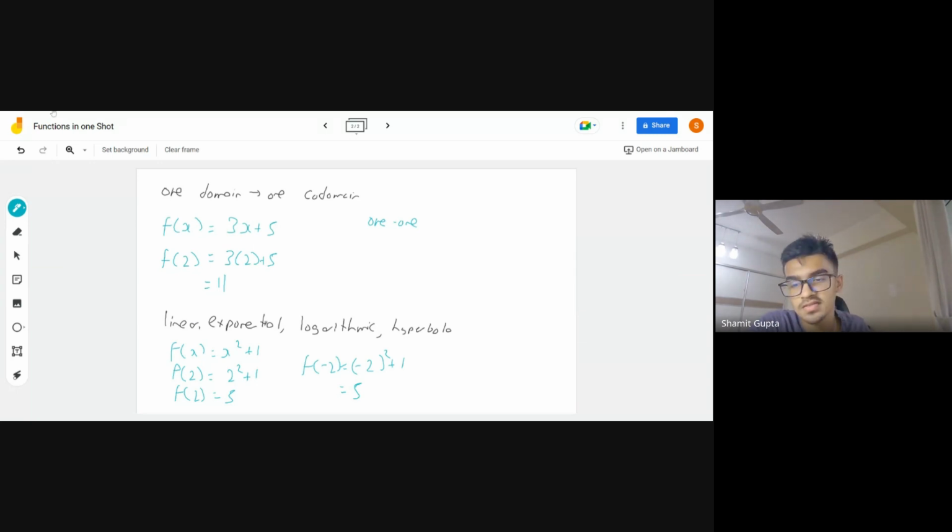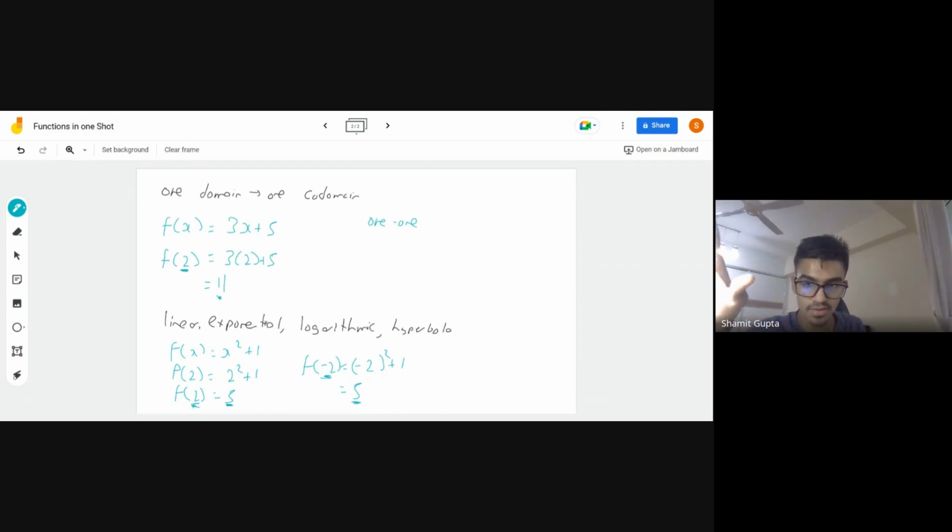Oh, wow. So 2 different domains gave me the same codomain. This is actually called many-to-one, because many different domains, more than one, 2 and -2, give you 5. So I have one question now. Can 2 give you any number other than 5? Or in the earlier case, can 2 give you any number other than 11? You'll be like, no, Shamit, if I put 2, I will only get 11. In this case, if I put 2, I'm only getting 5. I put -2, I'm only getting 5.